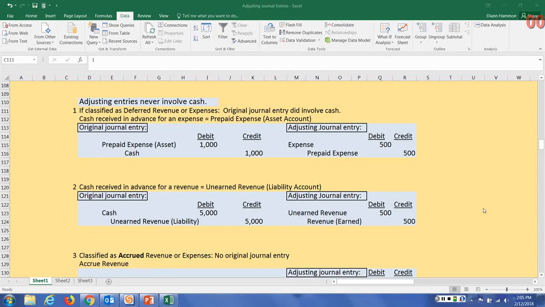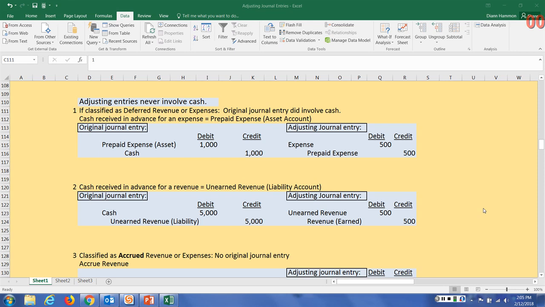Let's talk about adjusting entries. By adjusting entries, I mean adjusting journal entries. These typically have to be made by a company at the end of the month, end of the quarter, certainly at the end of the year, to adjust some of the accounts. Notice that the actual adjusting entries that are prepared will never involve cash.